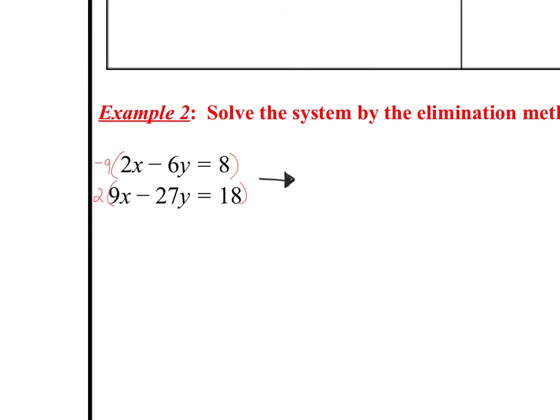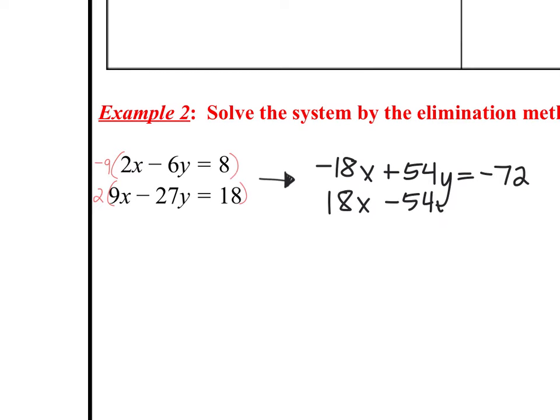So after I rewrite, this becomes negative 18x plus 54y equals negative 72. And then the one below that, I'm multiplying everything by 2. Positive 18x, negative 54y, and positive 36.